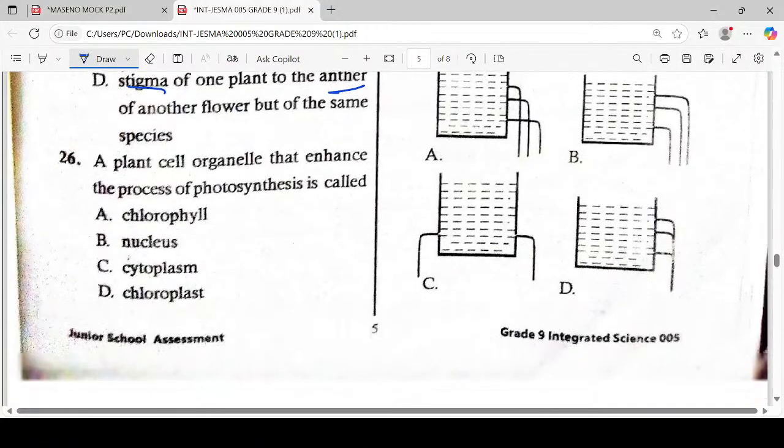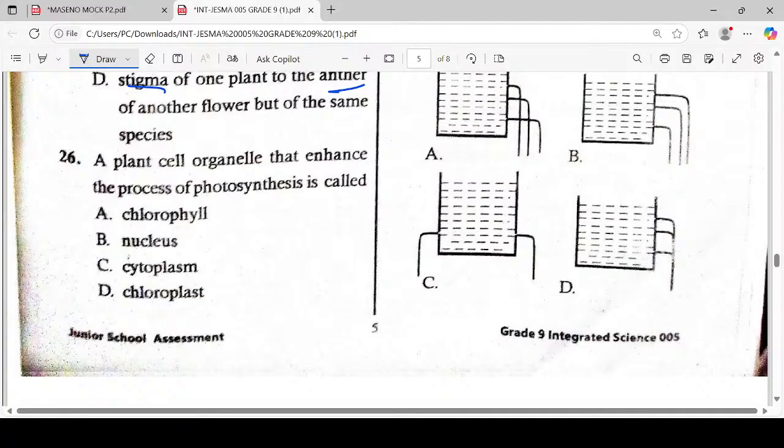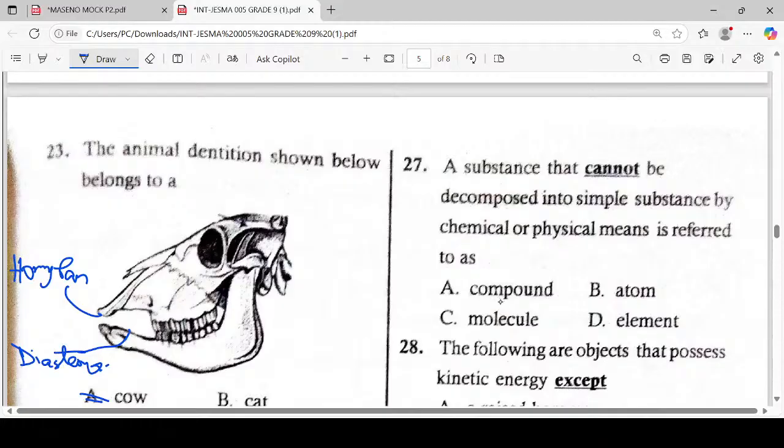Let's look at question number 26. A plant cell organelle that enhances the process of photosynthesis is called. Remember, they want a plant cell organelle. Chlorophyll? Yes, I know chlorophyll should be there, but is it a plant cell organelle? No. It is referred to as a compound, atom, element, molecule. The correct answer here should be an element. You cannot break it down further. That becomes an element.